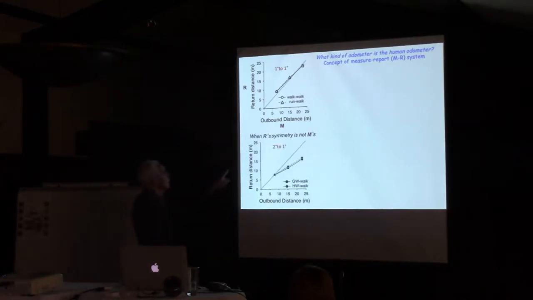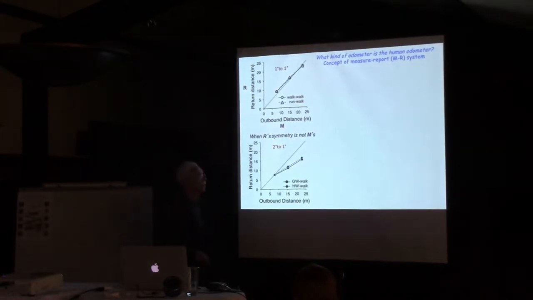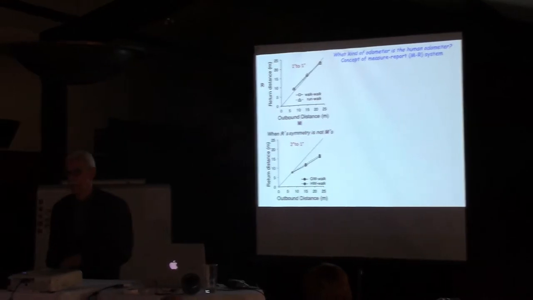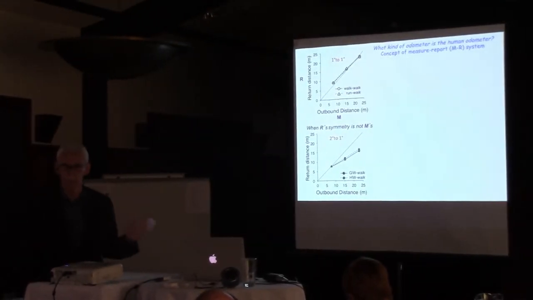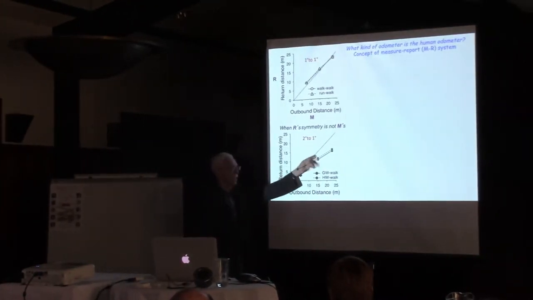When the report symmetry is not the measure symmetry, this is the gallop walk as the measure and walk as the report. This is the hesitation walk as measure and walk as the report. And you can see these are identical despite the fact that one is gallop walk and one is the hesitation walk. So you've got different gaits doing the measure. You come back with the same gait and there is no difference. The two gaits are identical. But notice they're identical in the fact that they track each other by being far off the mark. These are not accurate gaits, but they're equally inaccurate.